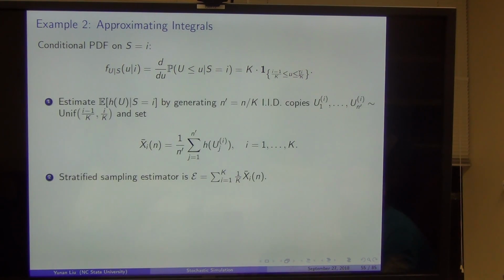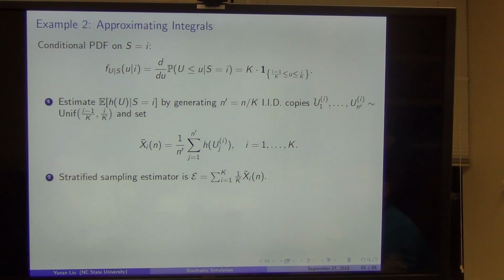So how to apply the stratified sampling estimator? If you decide that you're going to stratify over this S, then you should be able to estimate expectation of H(U) given S equals i. Right? You know the probability of this is 1 over k. So you can generate n prime many copies of this H of U given S equals i. Right? This is the allocation of the overall budget to the ith case.